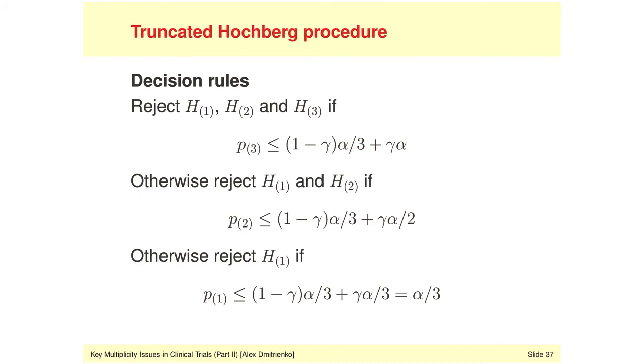The decision rules that are used by a truncated Hochberg procedure are defined on the slide. They are conceptually quite similar to the decision rules employed by the regular Hochberg procedure. The only difference here is that instead of using the full alpha level, for example, for the largest p-value in this multiplicity problem, we'll look, as I explained on slide 36, at a convex combination between the full level alpha and the significance level, which is alpha over 3, that would have been used by the Bonferroni procedure. The same principle applies to the significance level that would be applied to the second largest p-value, and finally the significance level that will be applied to the smallest p-value. This significance level is shown at the bottom of the slide.